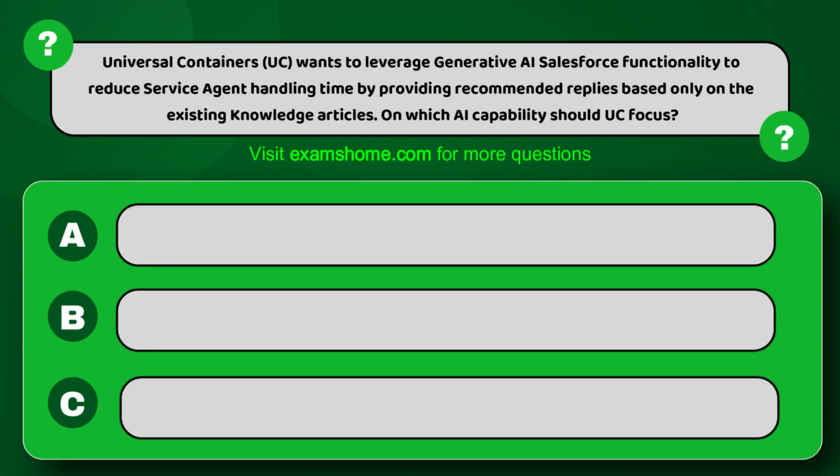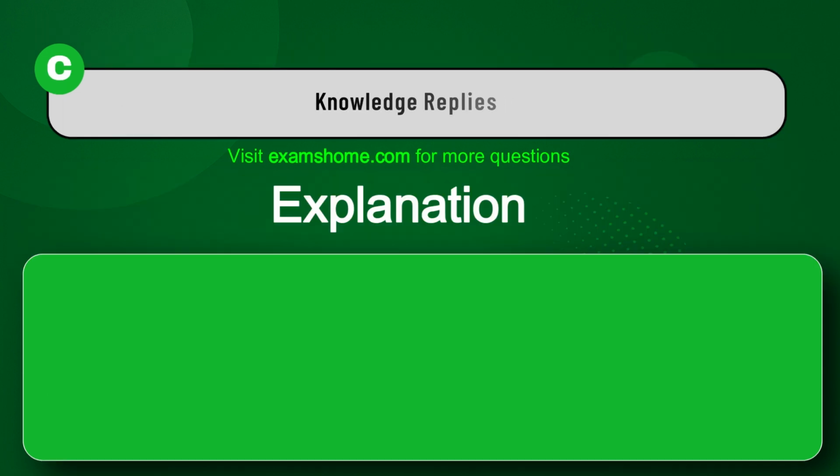Universal Containers, UC, wants to leverage generative AI Salesforce functionality to reduce service agent handling time by providing recommended replies based only on the existing knowledge articles. On which AI capability should UC focus? A. Care replies. B. Service replies. C. Knowledge replies. Correct answer: C.